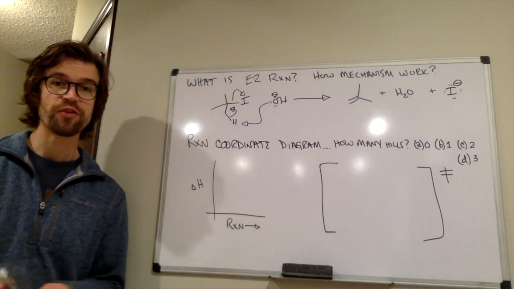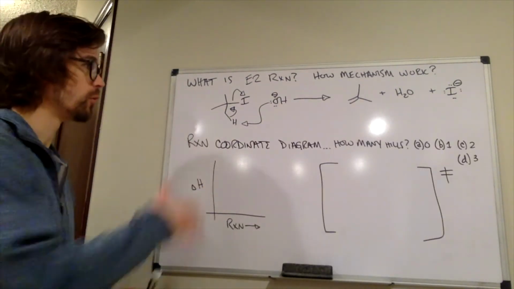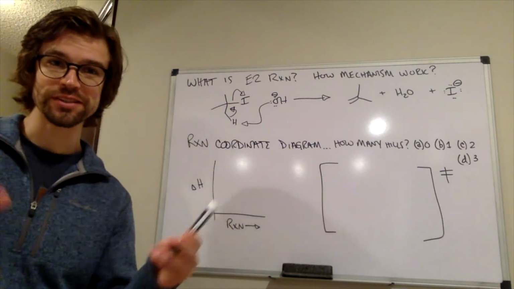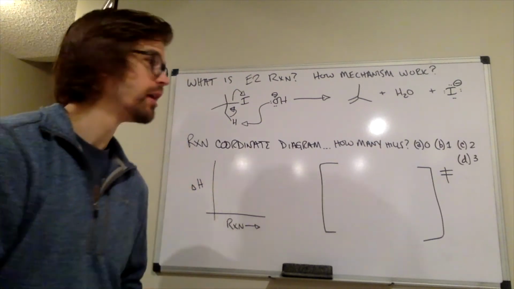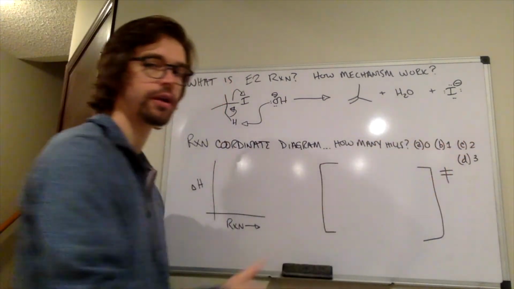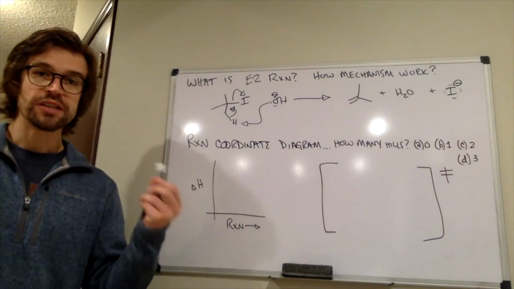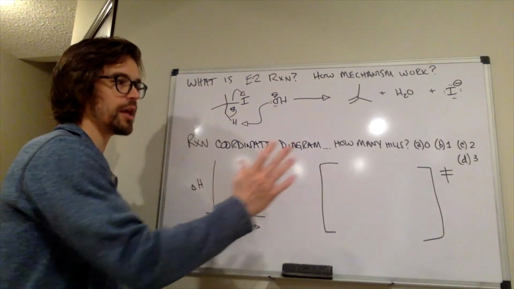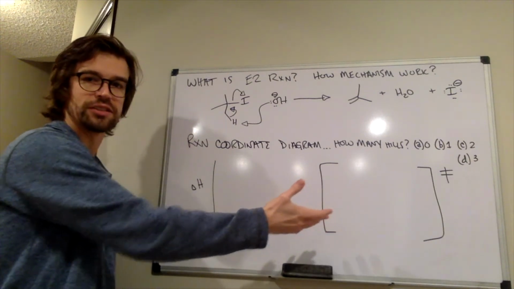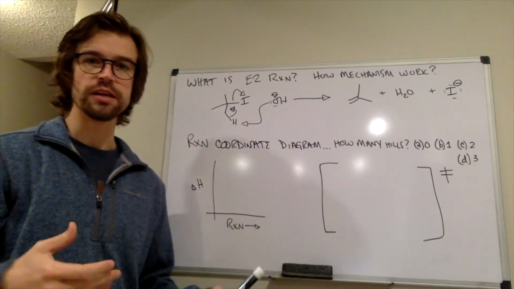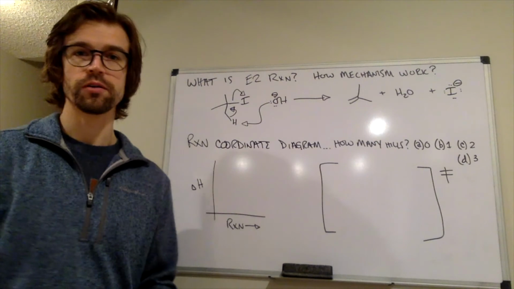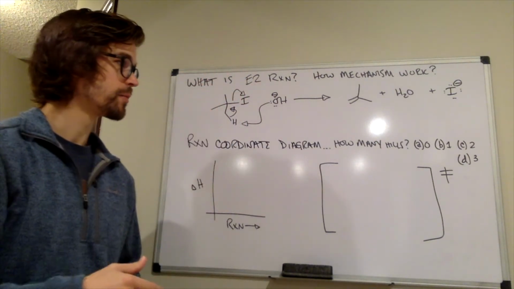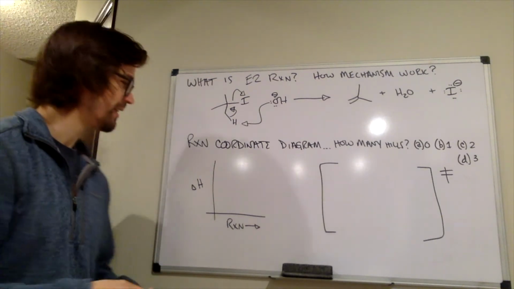All right, so what would a reaction coordinate diagram look like for an E2 reaction? How many hills would there be? How many hills, where a hill is a transition state? 0, 1, 2, or 3. So this would be a good time again to pause the video, fill in your own reaction coordinate diagram, and also try to diagram the structure of the transition state that would be occurring based on our mechanism, and then come back. Good job, you did it.